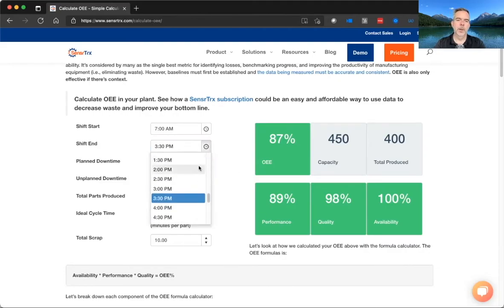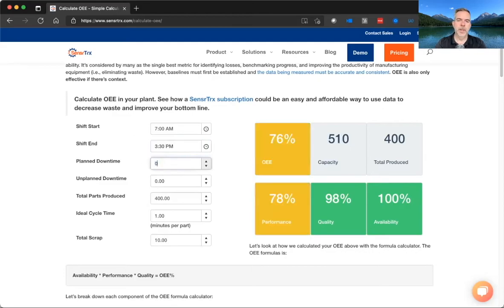Wait, what did I do there? So let's go back, turn it to 3 o'clock, turn this back to 30. Okay, so this is 89% performance, but we have 30 more minutes of planned downtime. Okay, and I'm adding 30 minutes to the shift, so now it's 89% again. Kind of weird, right? So one of the other things that we could do though is let's take out planned downtime altogether. Let's throw in unplanned, okay? And we're trying to get to, let's say, 76%.